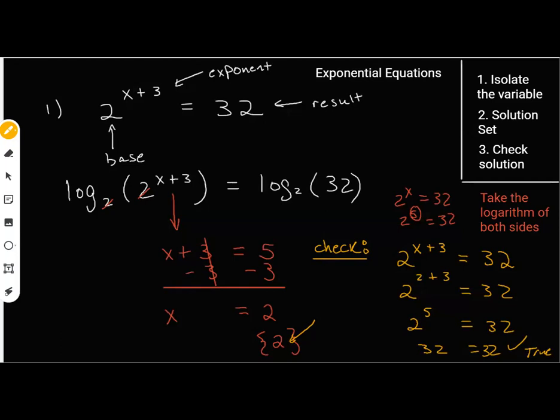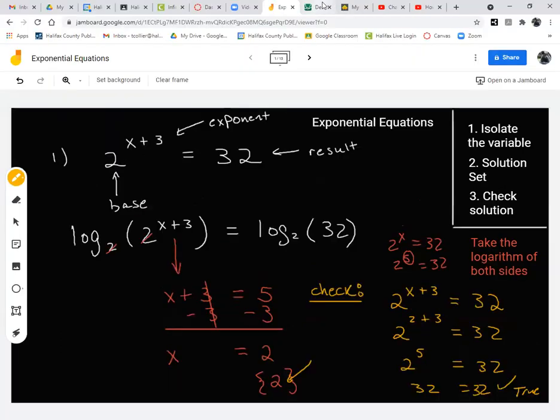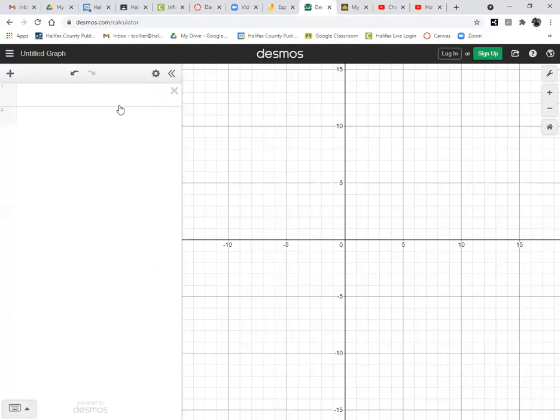But what if you wanted to check your answer by graphing? How would you do that? Well, usually what I do is I go to Desmos. So I'm going to pop on over to Desmos and see what's going on. All right. So now we're here.